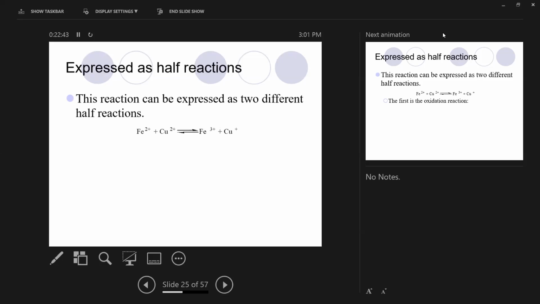So remember, oxidation involves loss of electrons. Reduction involves gain. Oil rig.